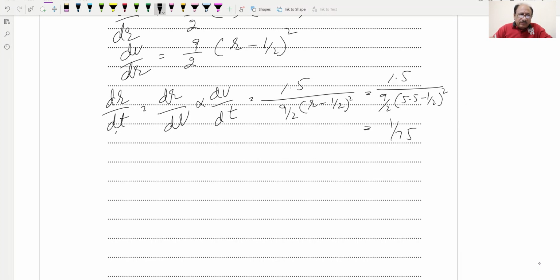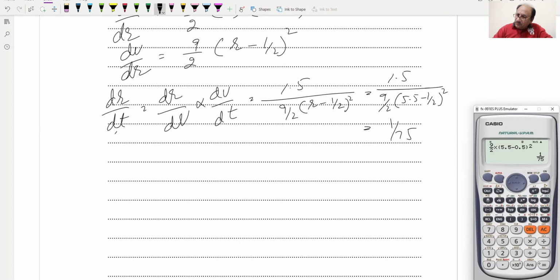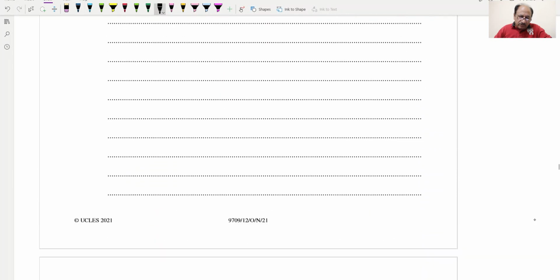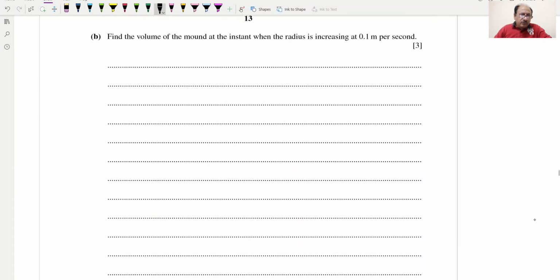1 over 75, or we can provide the decimal value 0.0133 recurring. This will be our final answer. Hopefully you understood this. Now we can move to the B part.